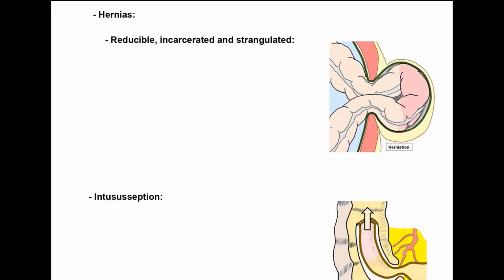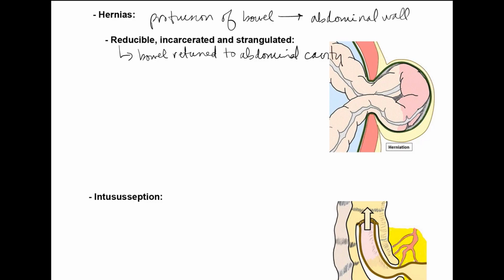Hernias refer to the protrusion of bowel through a part of the abdominal wall. And three terms are worth noting when we discuss hernias. A reducible hernia is one in which the bowel can be returned to the abdomen. When a bowel is fixed or trapped in the space, it is called incarcerated. And when it starts to impair the blood supply, it is called strangulated.